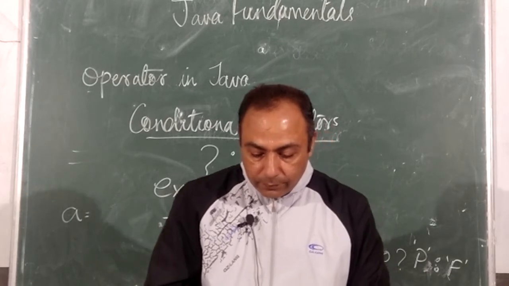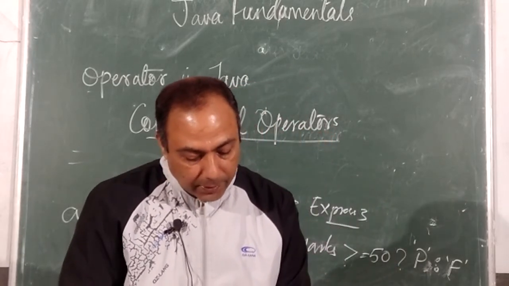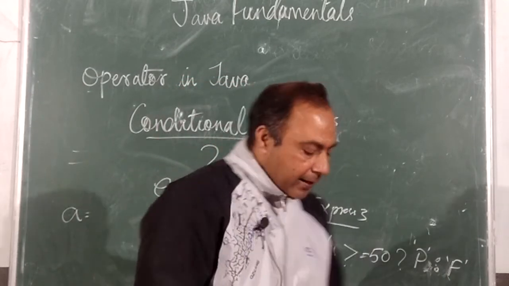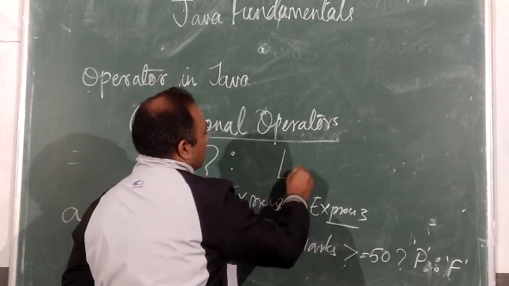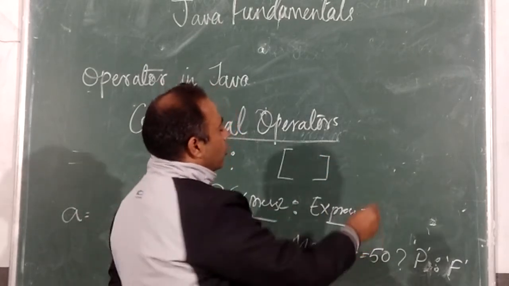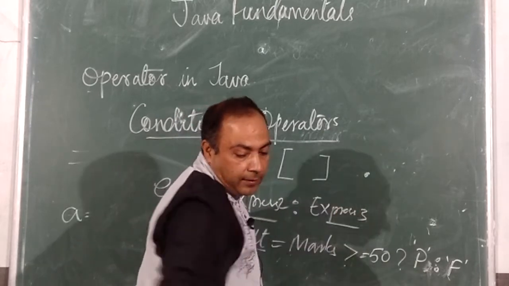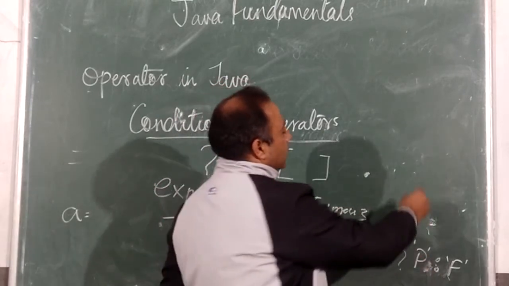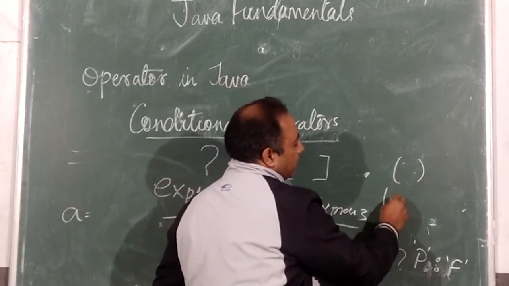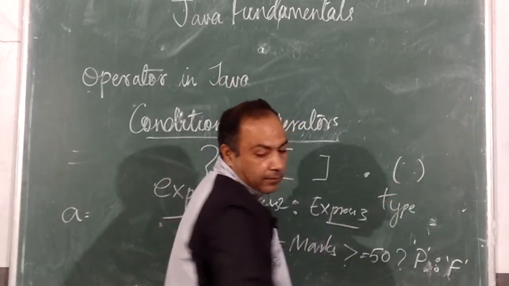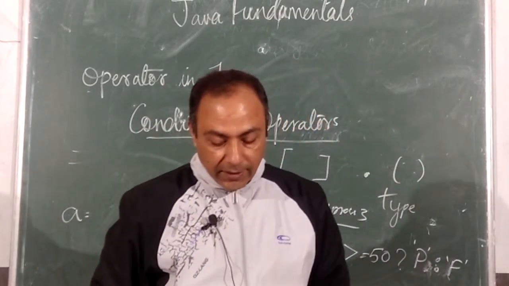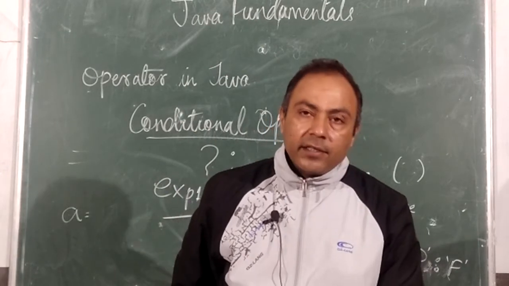The conditional operator is a shortcut operator. There are other operators like the square bracket, the dot operator, the simple bracket operators, the type operator, the new operator and the instanceof operator. These have special meaning in Java programs.